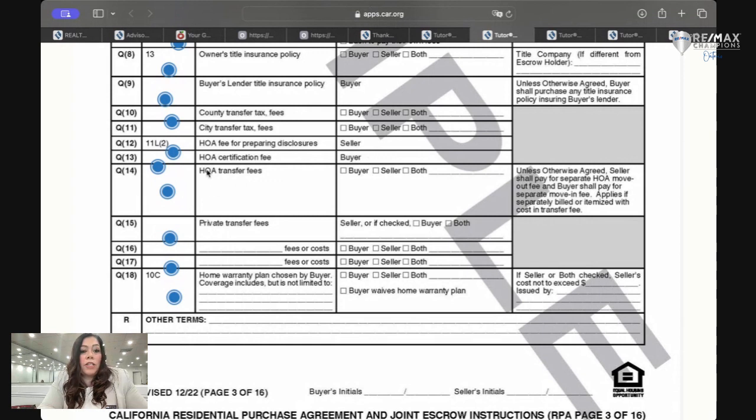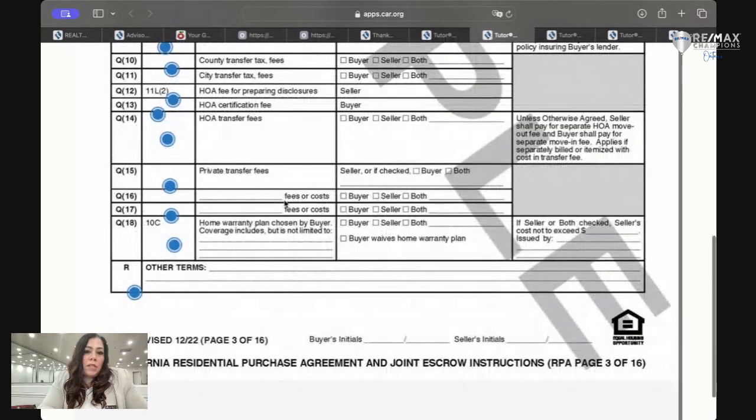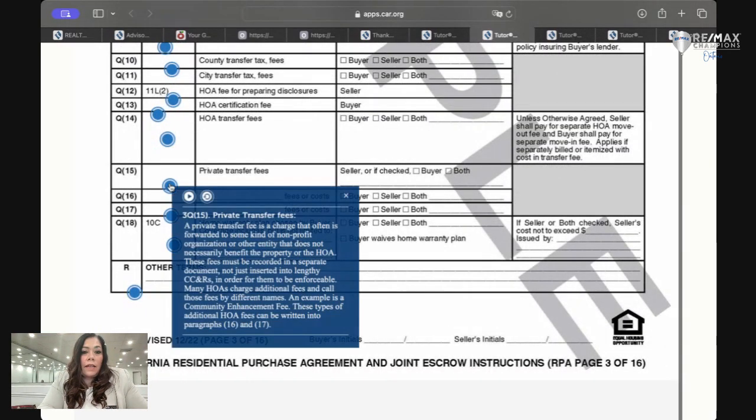And then Q14 HOA transfer fees, that is negotiable. So you can decide who pays for that. And then the private transfer fee is a charge that often is forwarded to some kind of nonprofit organization or other entity that does not necessarily benefit the property or the HOA. These fees must be recorded in a separate document, not just inserted into lengthy CC&Rs.